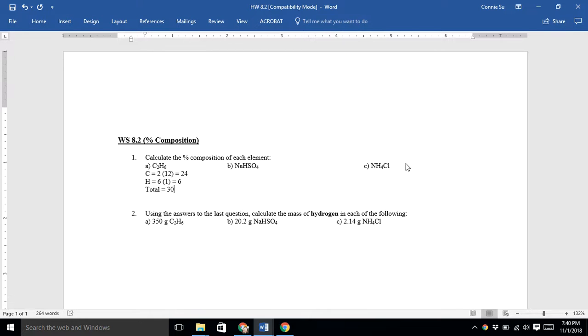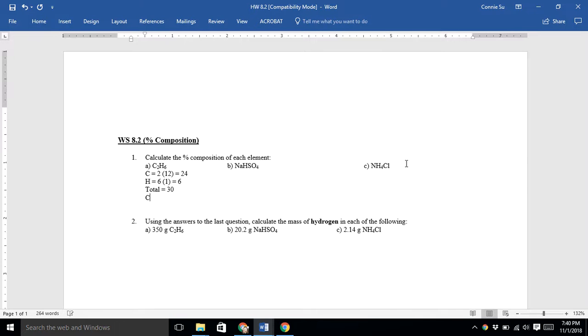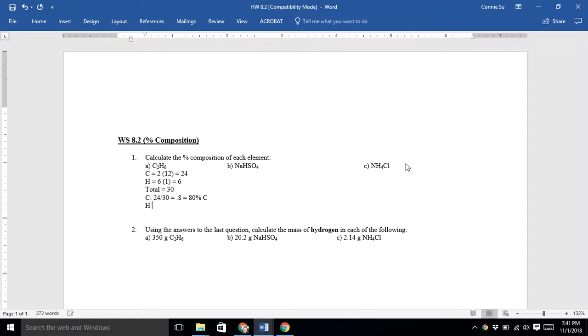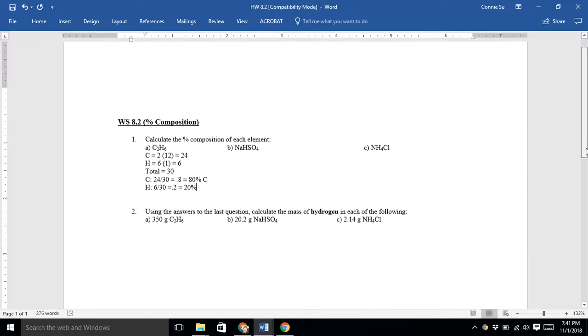Then to find the percent composition for each one: for carbon, it's going to be 24 divided by 30. I got 0.8, which is the same as 80%. So 80% is carbon. And for hydrogen, 6 divided by the total is 0.2, which is 20%. Okay, so we're done with question number 1A.